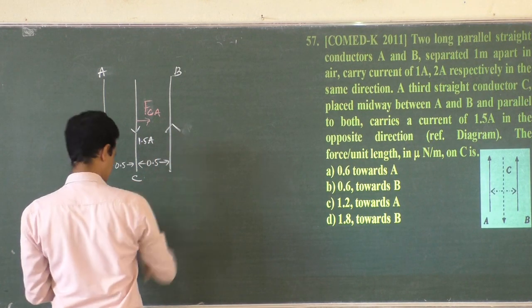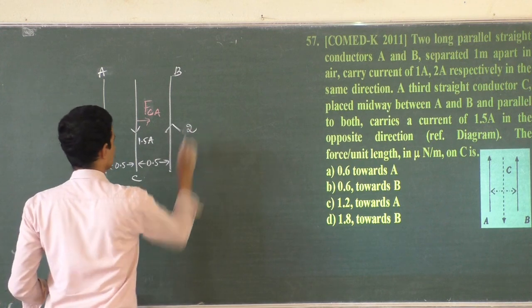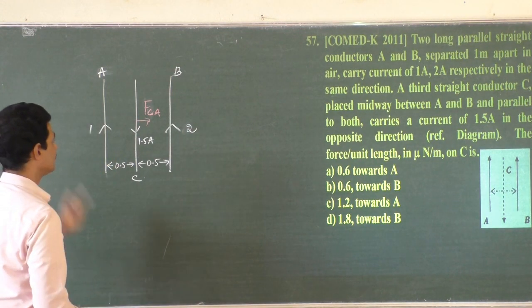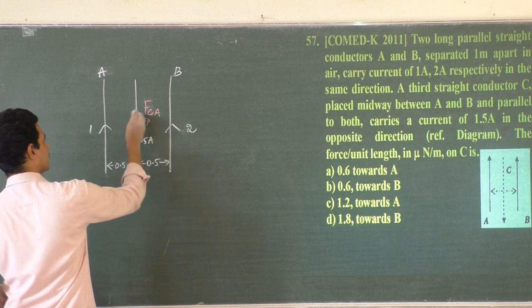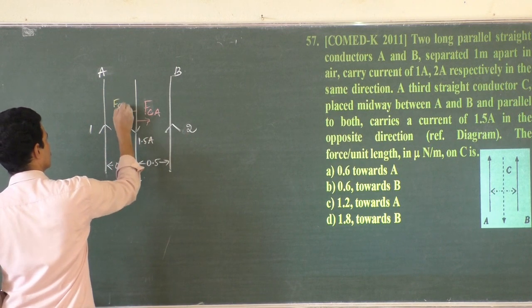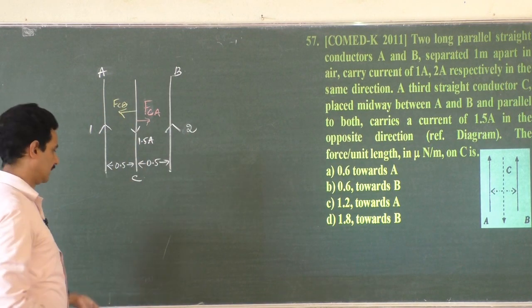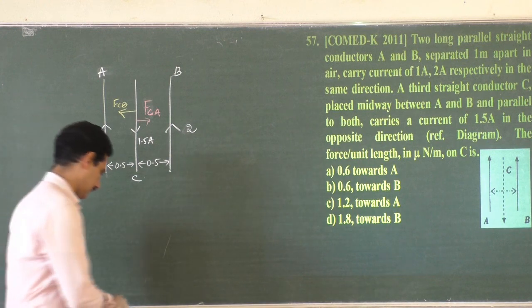2 amperes. Yes, that is a mistake. I have written simply a 2. Yes. Force on C due to B. It should repel this one like this. Force on C due to B. Now let us see who is the stronger. In that direction the resultant should lie.